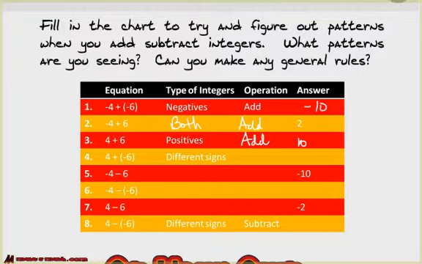All right, next one. 4 plus negative 6. Positive 4 means up 4. Negative 6 means down 6. Remember, plus and negative means minus. So we're still adding. And my answer is negative 2.